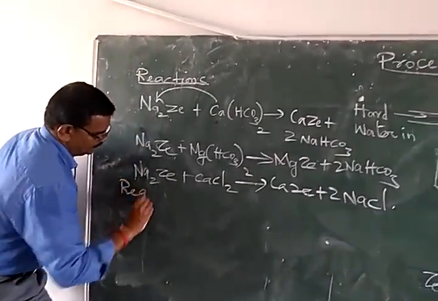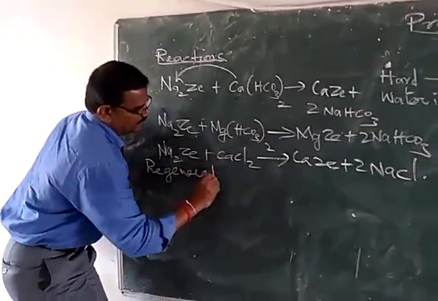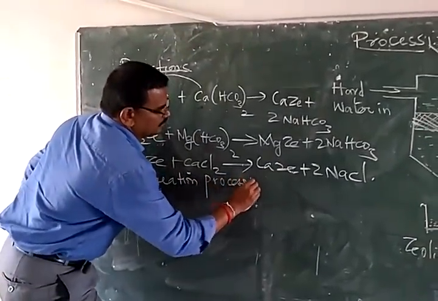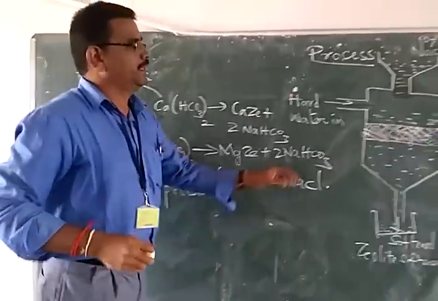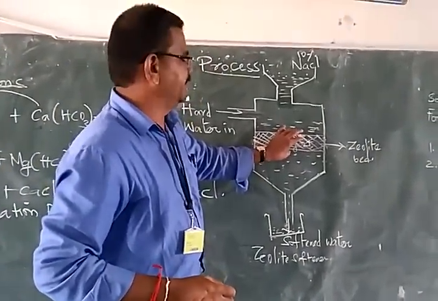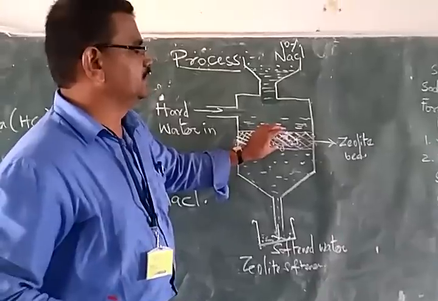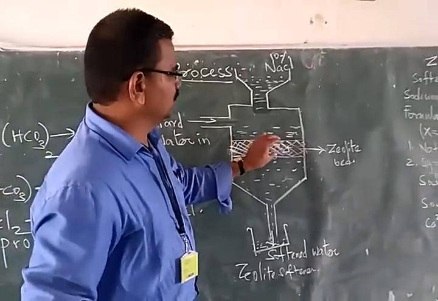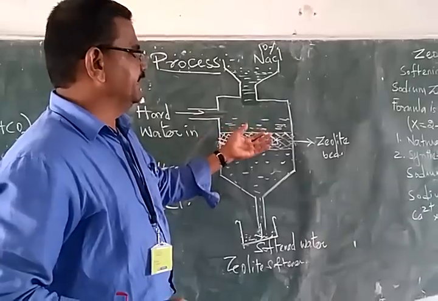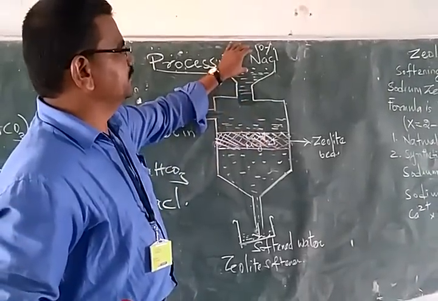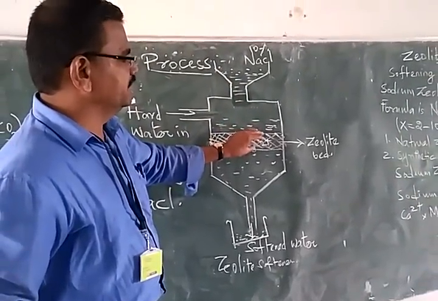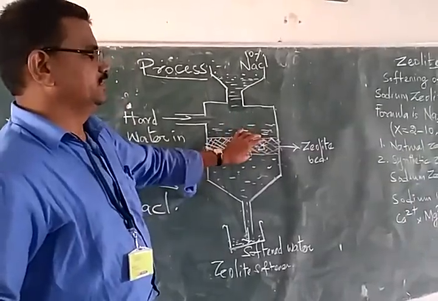Regeneration process. This process is used for regenerating the bed only, the zeolite bed. The zeolite bed is regenerated by adding 10% sodium chloride solution, thereby the sodium ions are regenerated in this bed.